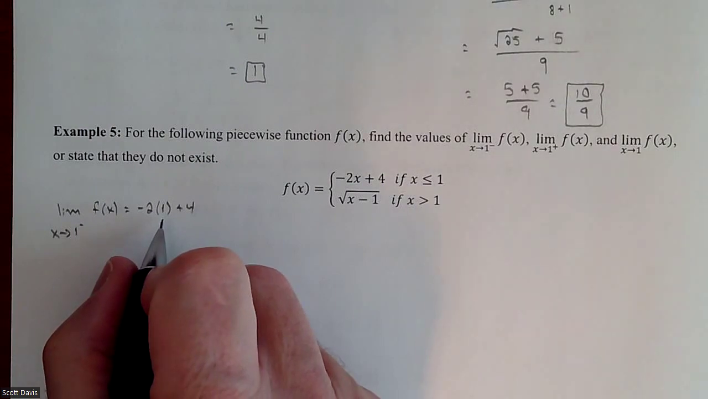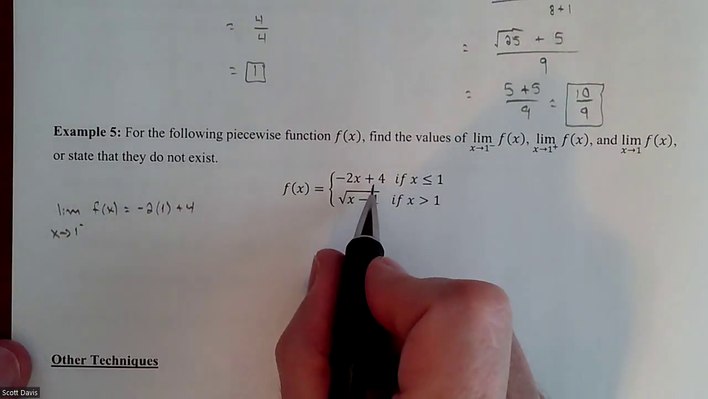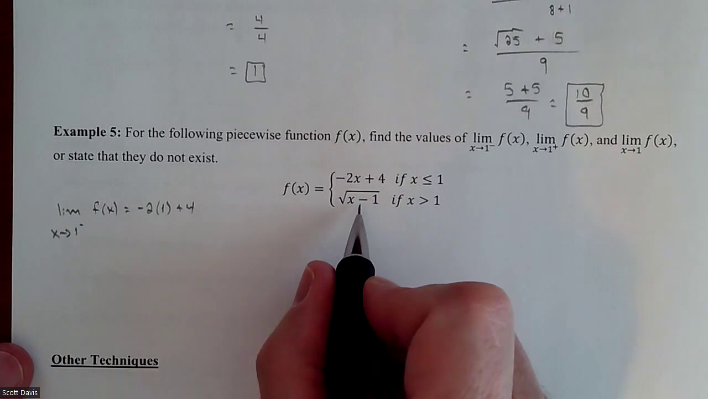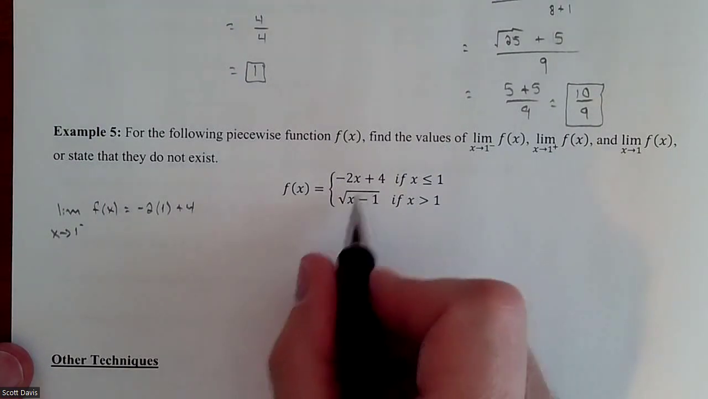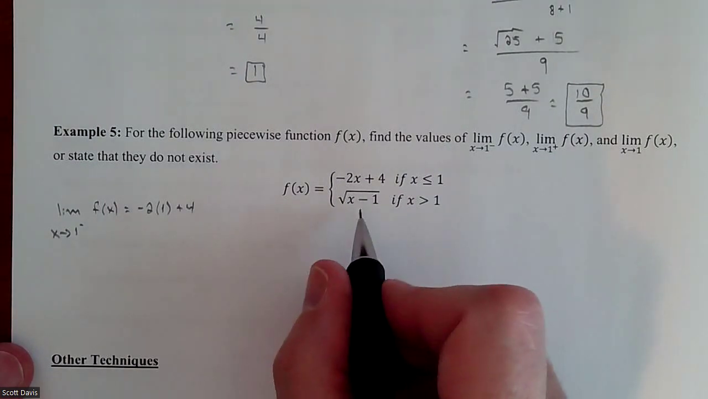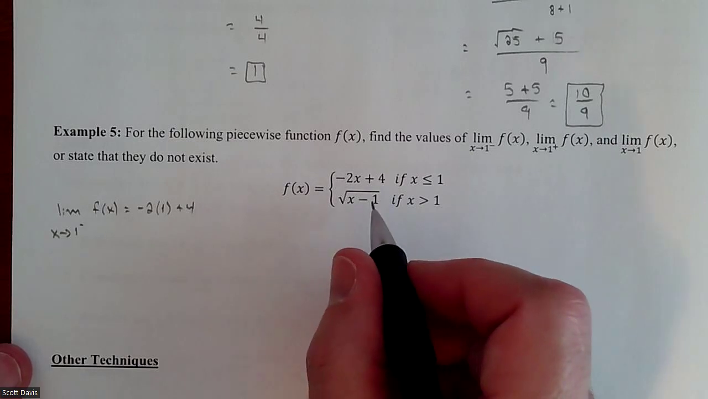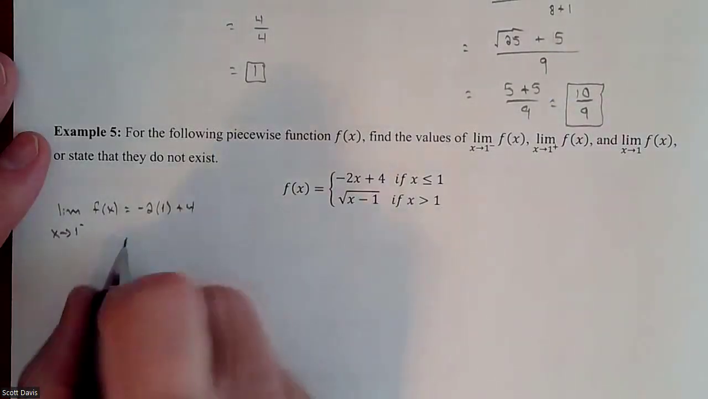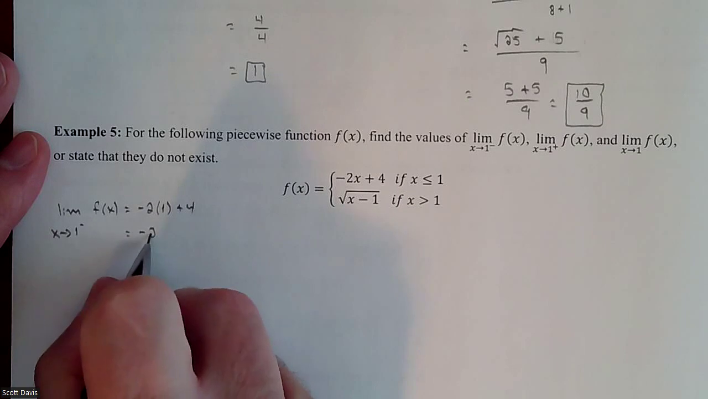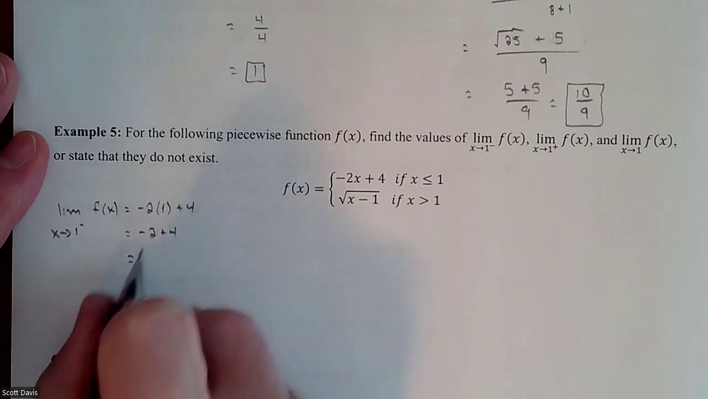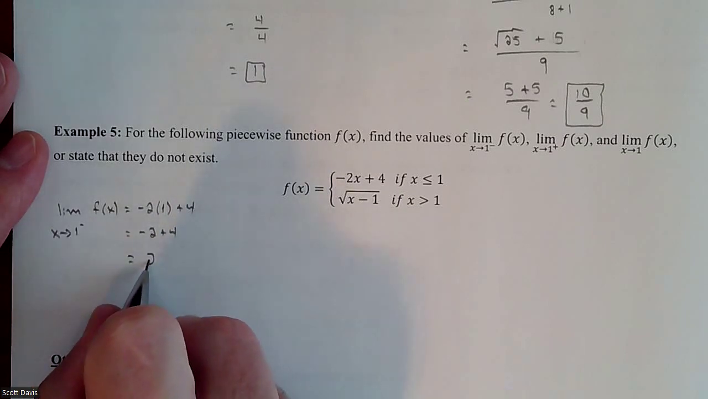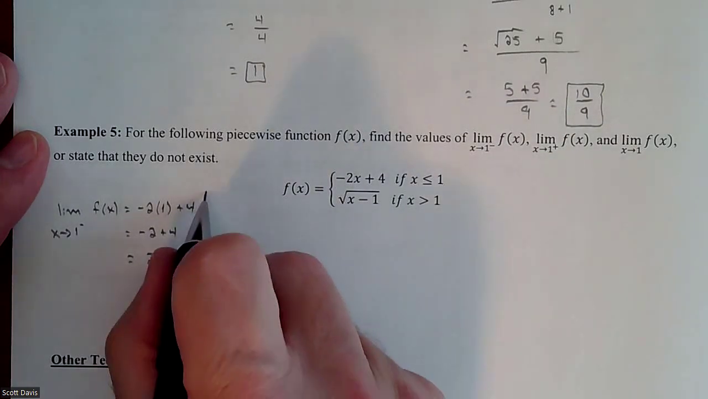It's not a domain issue. It doesn't cause a problem on the linear, and it's not going to cause a problem on the square root because we're not going to get a negative on the inside here. So we're good to go. We can plug it straight into both. So the math on this is negative 2 plus 4. So this value is approaching 2. Then we're going to look at the other side.